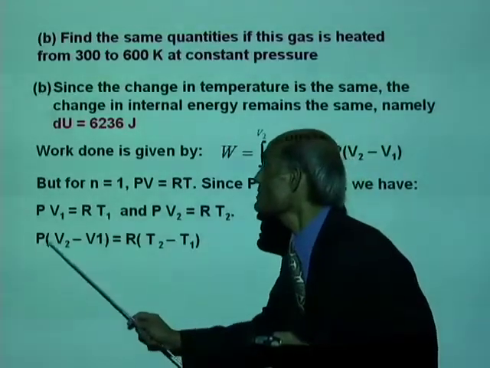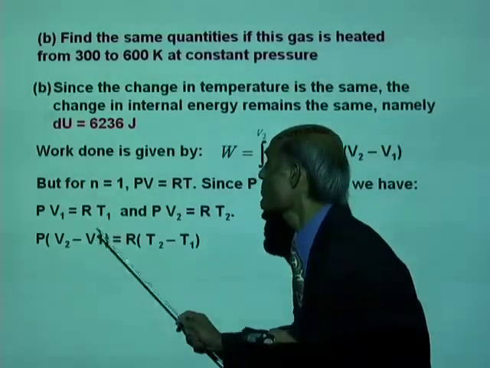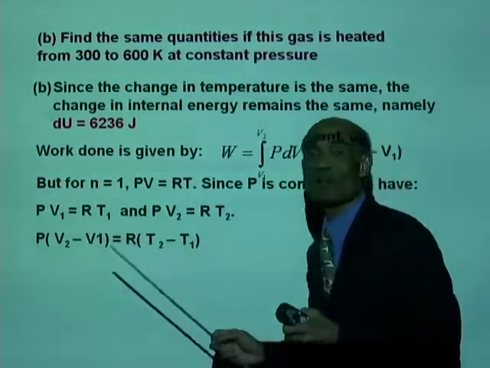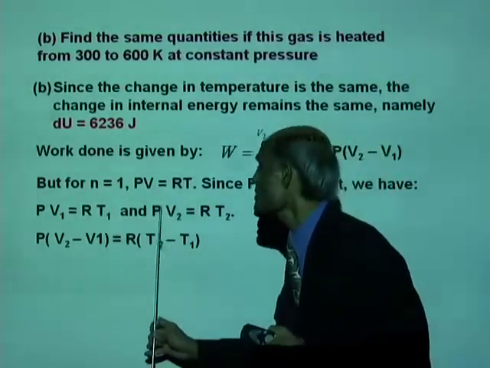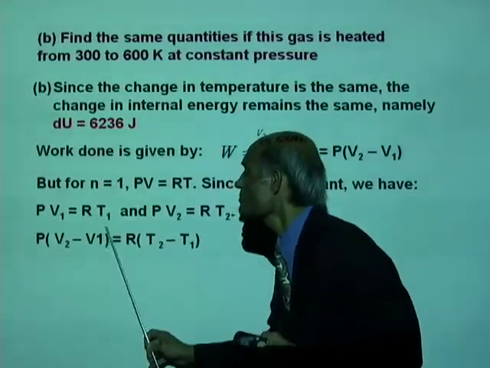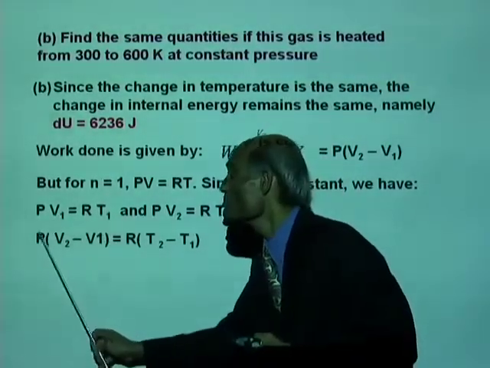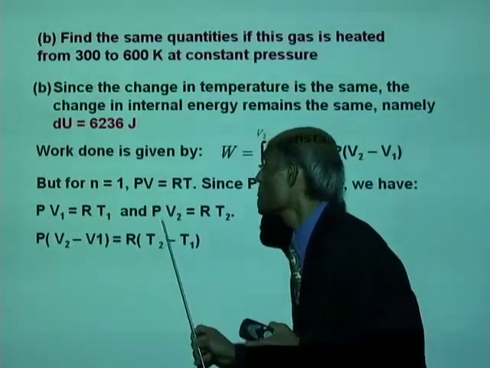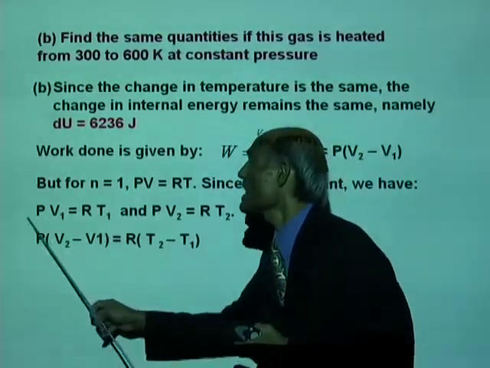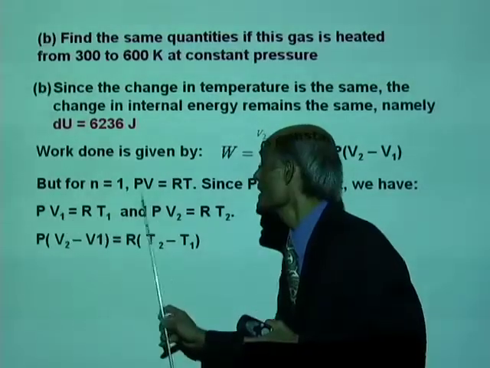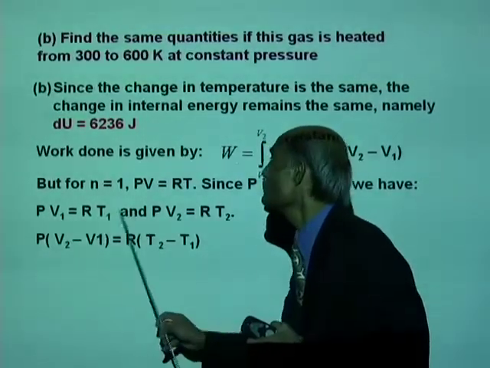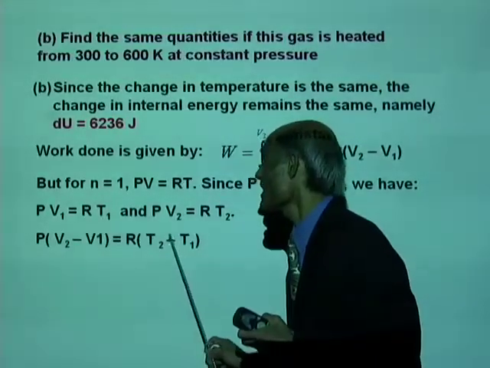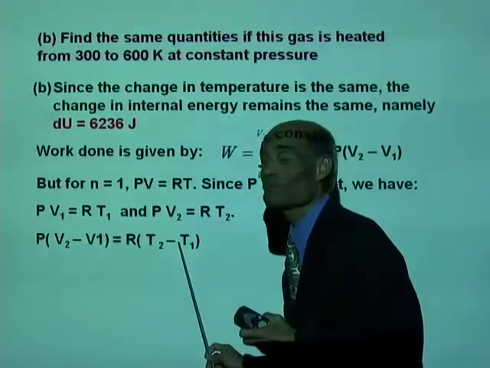Well, P times (V2 minus V1) equal to R times (T2 minus T1). Did you understand that? Look at this. P times (V2 minus V1) means PV2 minus PV1. PV2 minus PV1 is RT2 minus RT1. That's what we have here: R times (T2 minus T1).